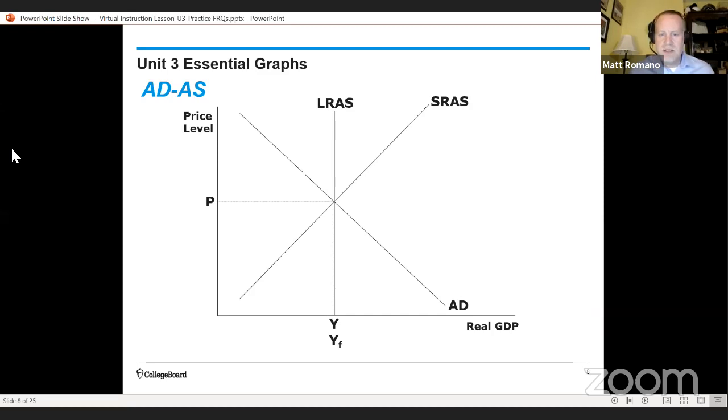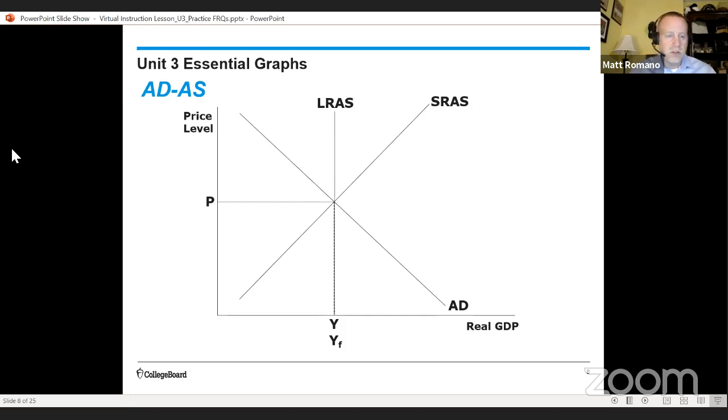Essential graphs, well, this whole unit is about one graph. This one, the aggregate demand, aggregate supply model. So what can we say about it? We've really looked at it in great detail. We've practiced it a lot, and again, we're going to practice it more today. But this is a model you just have to know if you're going to be successful in macroeconomics at any level. You've got to know what this model is all about.